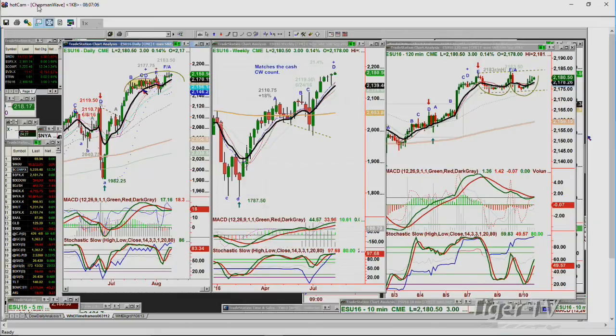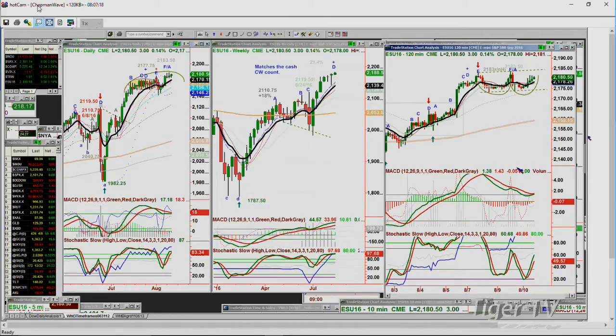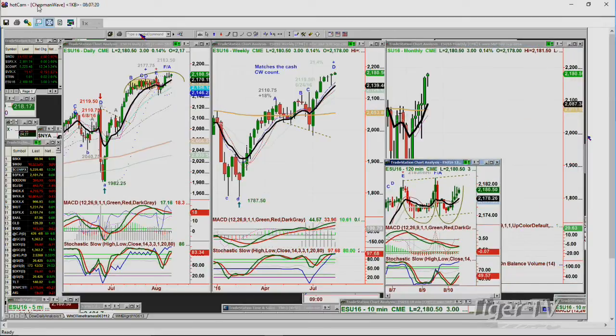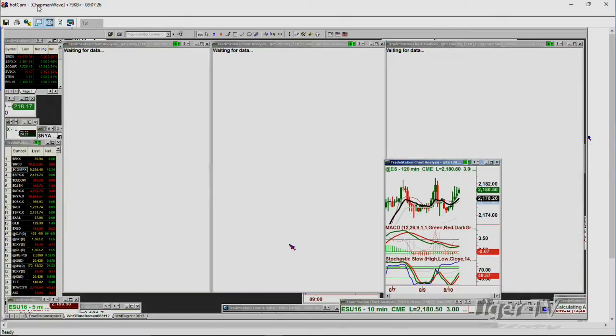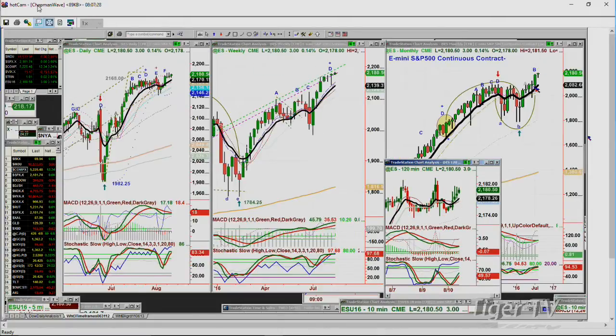The E-mini, on the left here, this is the daily, this is the weekly, and I've got the 120-minute chart right there. Usually it's a much smaller chart. In this case, because I don't have enough information on the monthly, I've got it on the 120 here. For the monthly, I could go to the ES continuous contract. That'll give me the monthly, and it gives you a different picture. I'm going to explain each one separately.